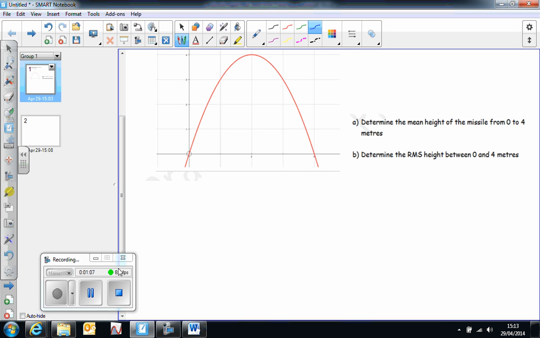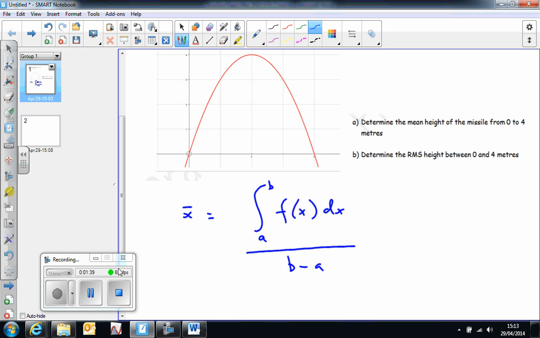But if you remember when we talked about it, if I'm going to integrate a function between two limits, a and b, then the mean value for x is the total area underneath the curve, and then what do I do to get the mean? Divide by the two limits, b minus a in this case. So that's the formula for the mean height.